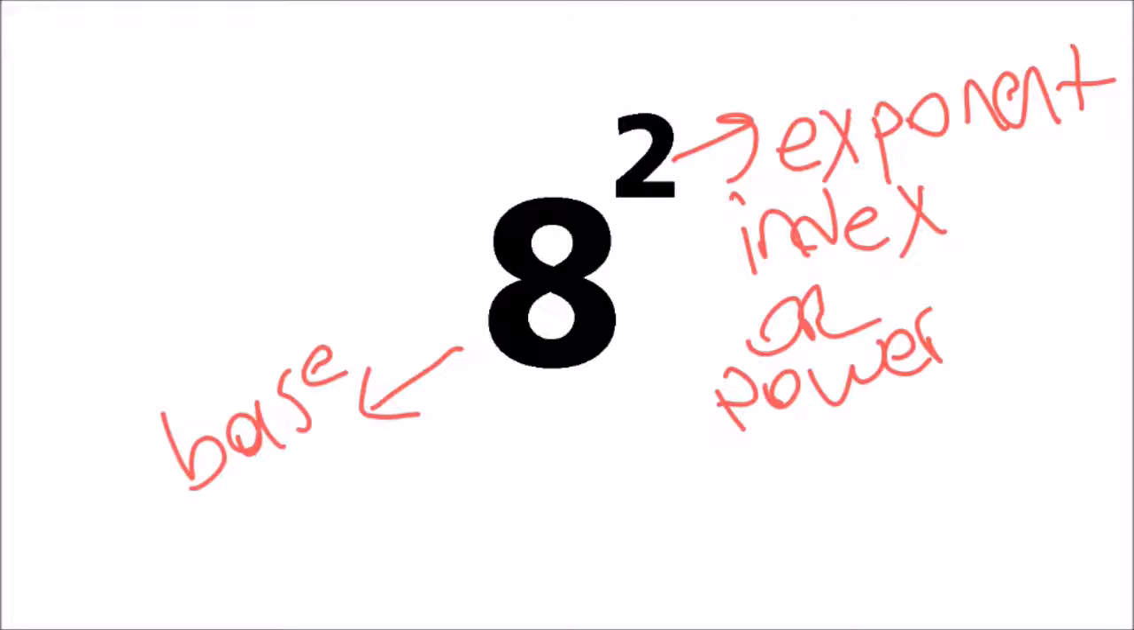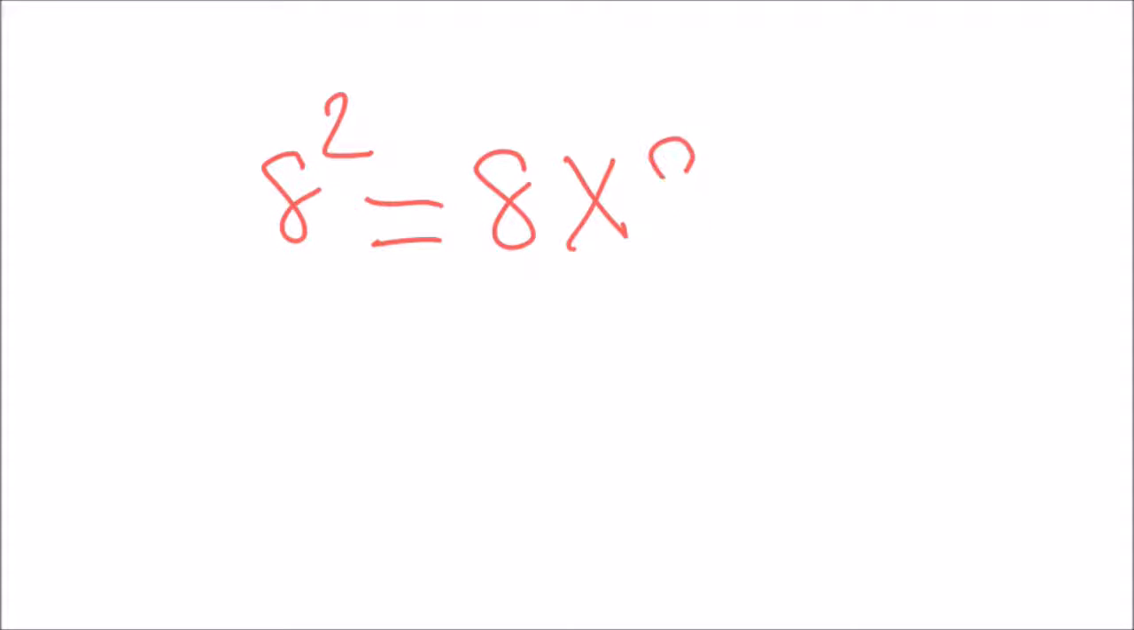So 8 to the power 2 is equal to 8 times 8 and 64. In words, this could be called 8 to the power 2 or 8 to the second power or simply 8 squared.